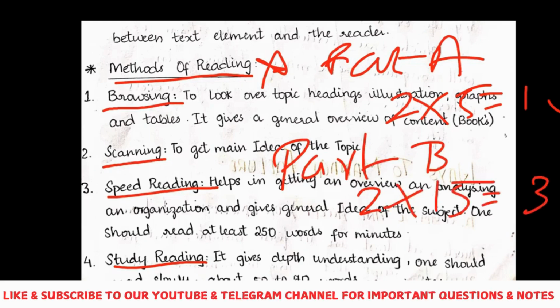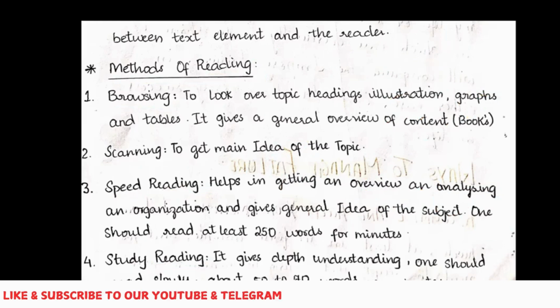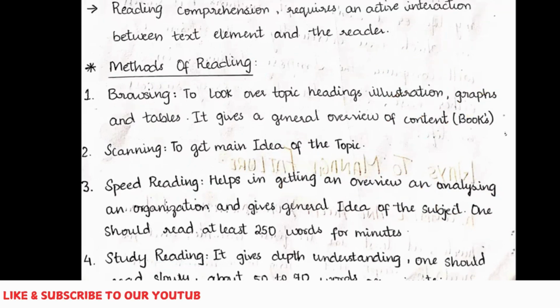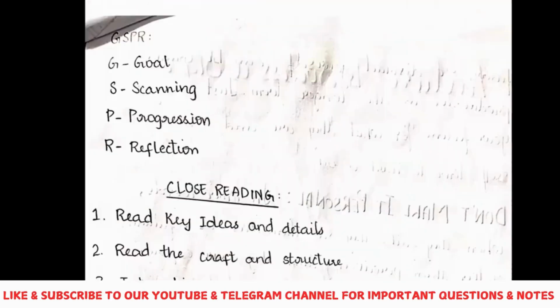So short answers we have in part A. I think they will ask GSPR. You have to read this one. G, goal is there, S, scanning is there, P, progression is there, and reflection is there. Just you can collect the information for these GSPR, and you can remember all these and iterate.